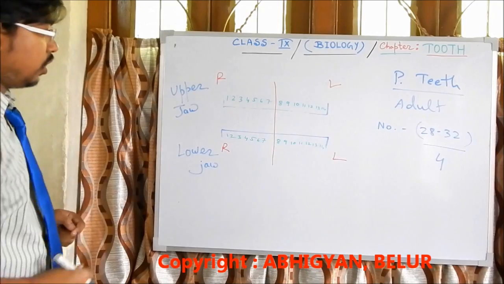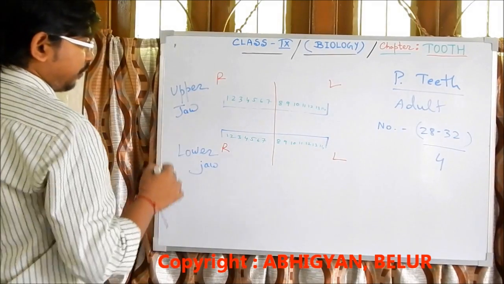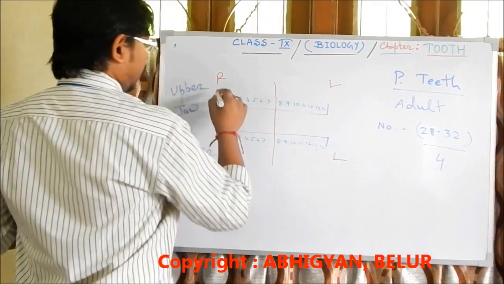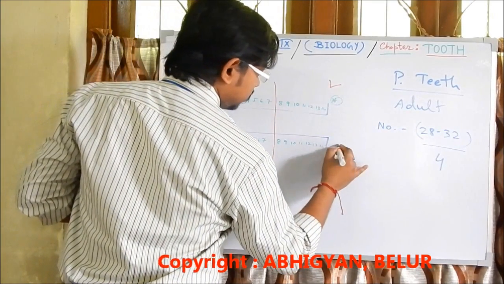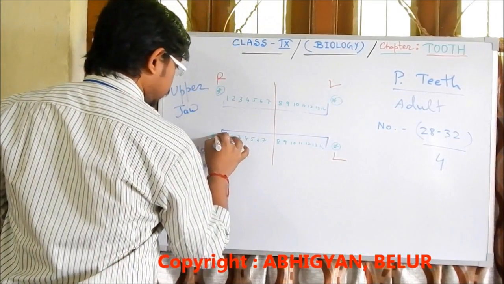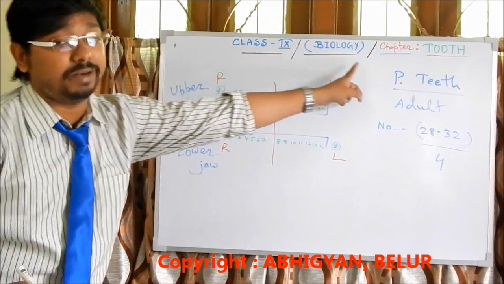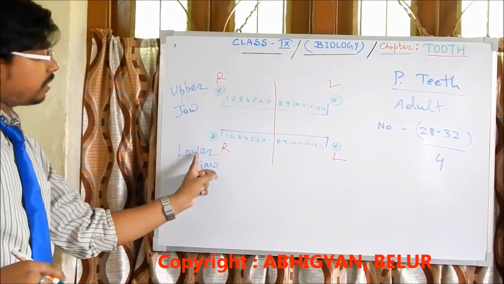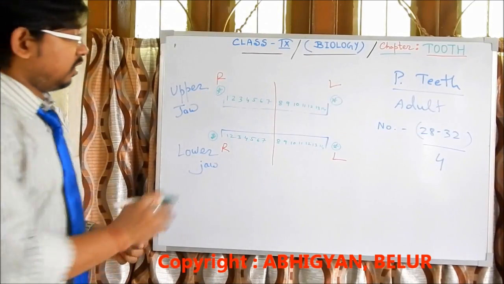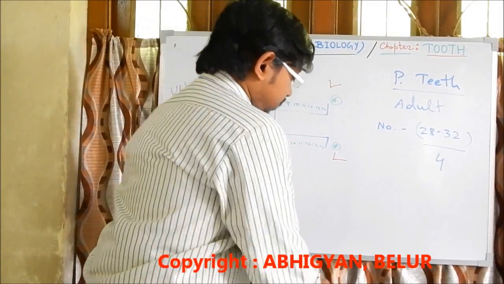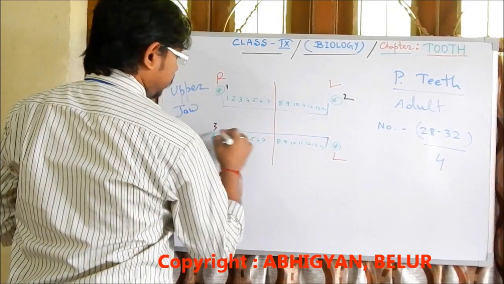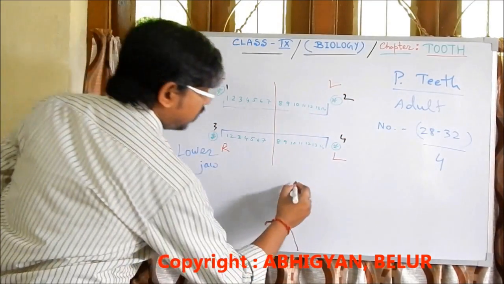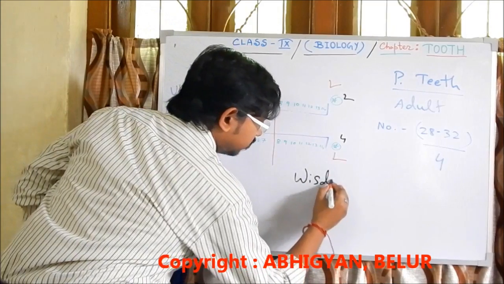This is the thing. So we can see over there, if these 4 teeth, one tooth is coming at this corner, one at this corner, one at this corner, one at this corner. That means extreme right, extreme left of the upper jaw, and extreme right, extreme left of the lower jaw. These 4 teeth are called wisdom teeth.